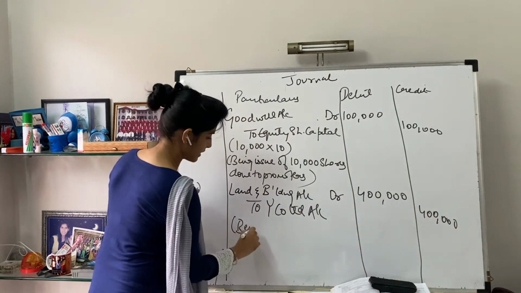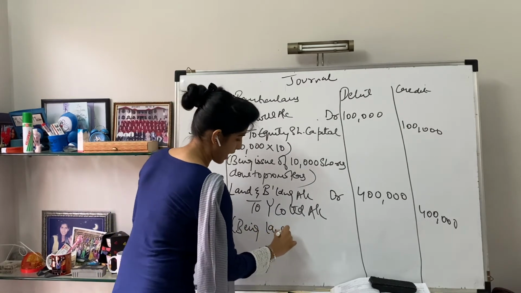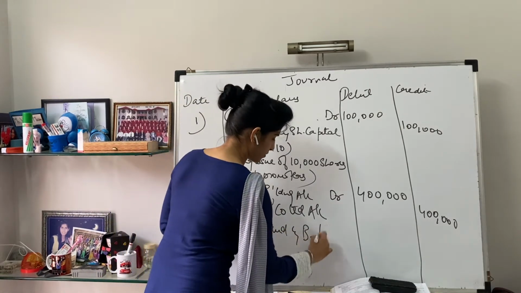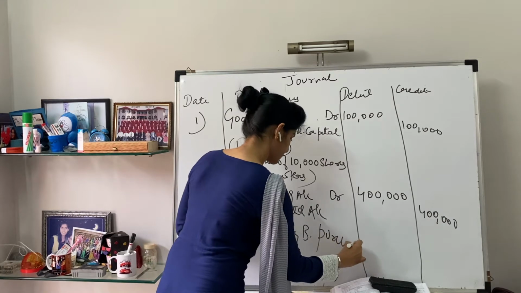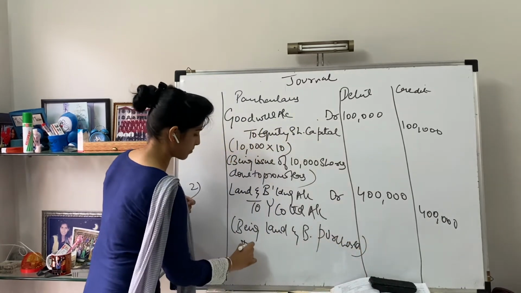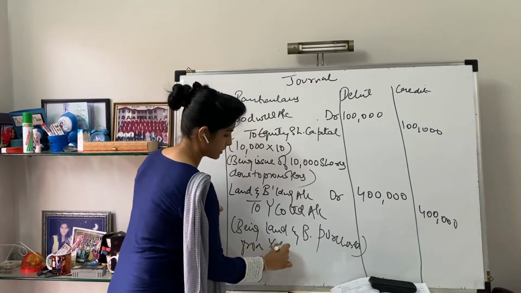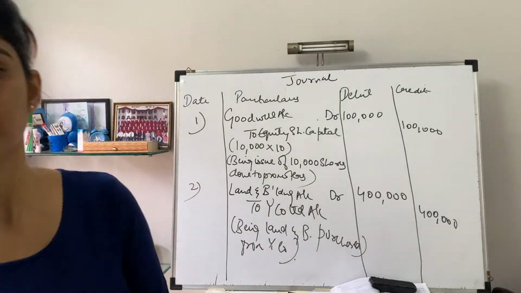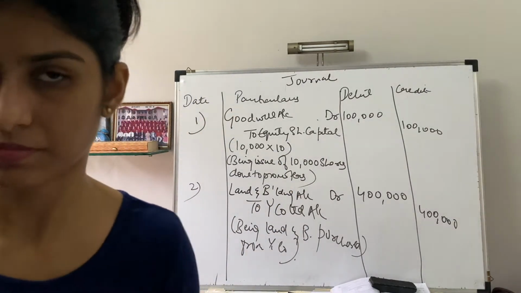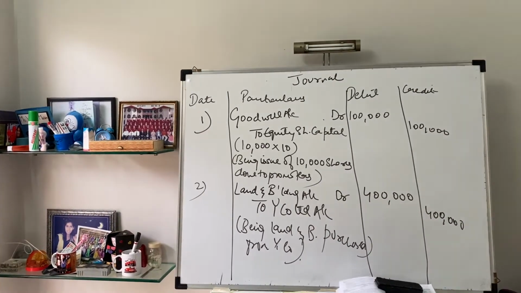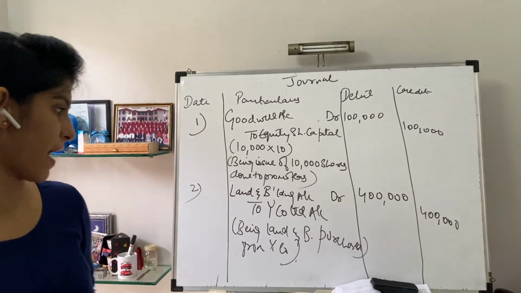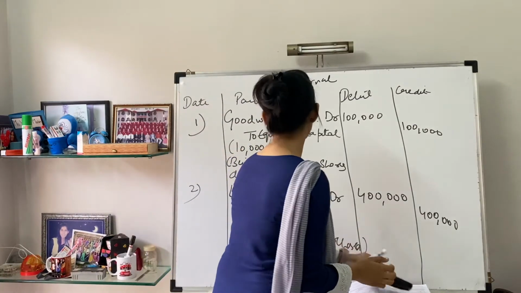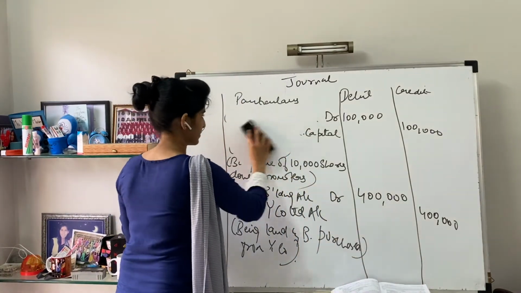Narration being land and building purchased from Y Company. These are the two starting entries for the question. We need to prepare the balance sheet also in this question. We'll move on to the third entry first.